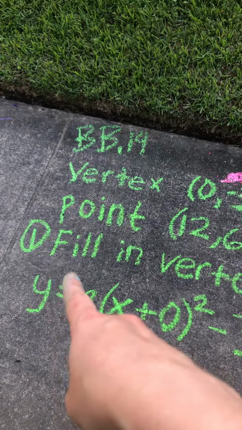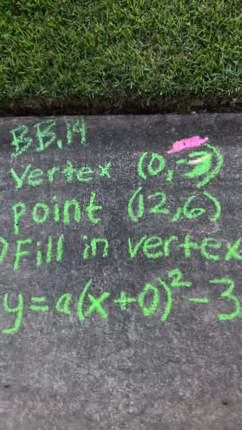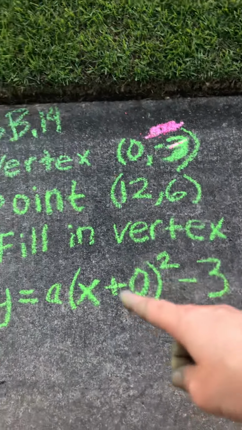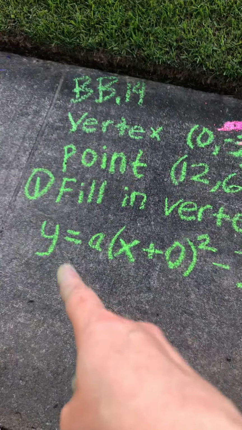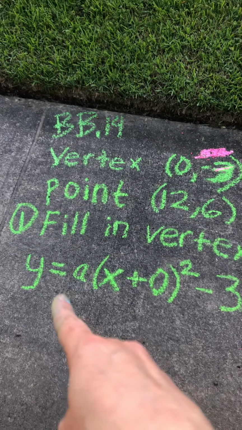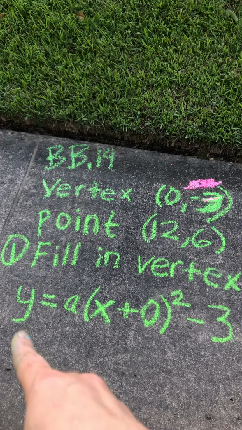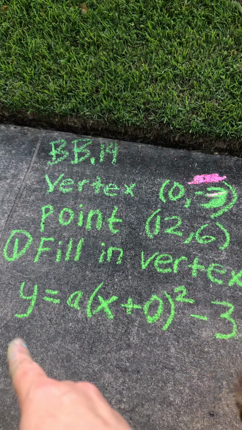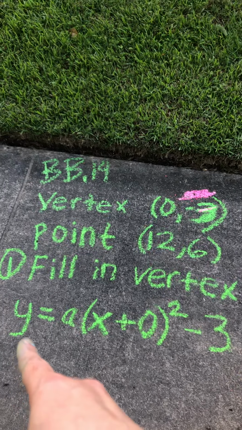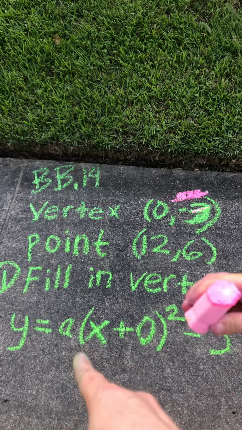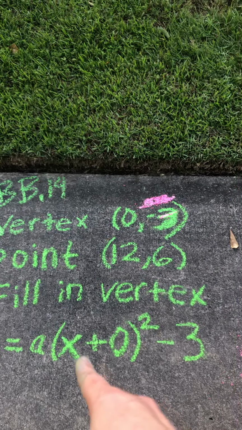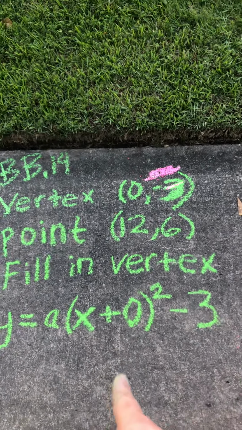Step number 1, fill in the vertex. So into the function, I'm going to fill in the vertex. So we have y equals, I went ahead and used y this time instead of f of x, just to give you a different look. Equals a times (x plus 0).